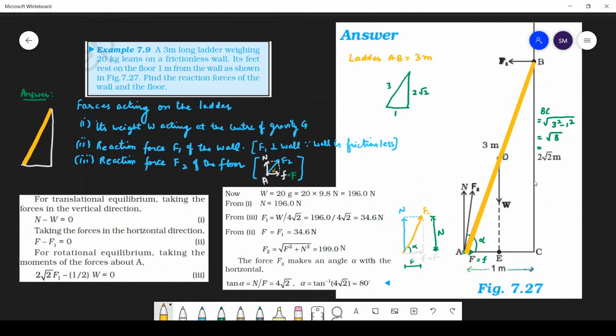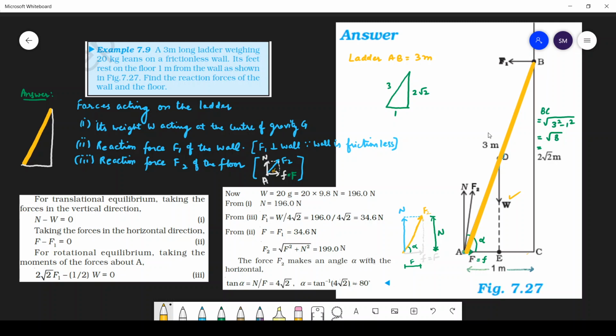See, we have a ladder over here. This is the ladder AB and its weight is 20 kg. This D is the center of gravity of the ladder. Its foot rests on the floor at A, at a distance of 1 meter from the wall, and we have to find the reaction forces on the wall and the floor. That means we have to find F1 and F2.